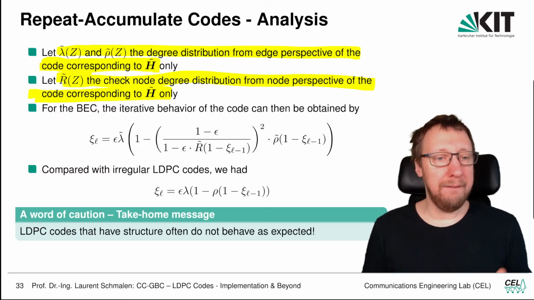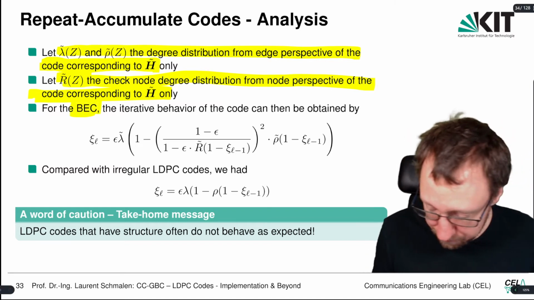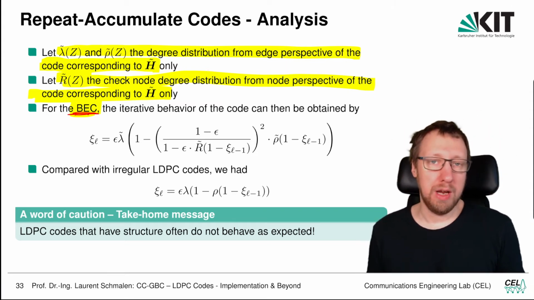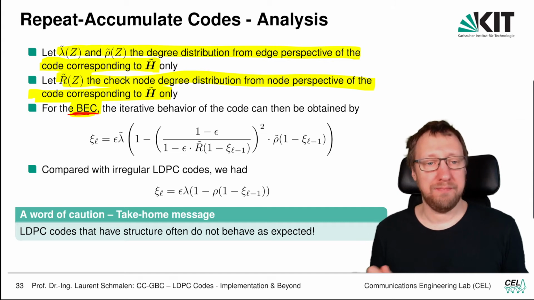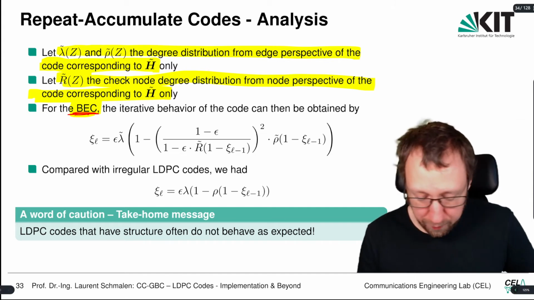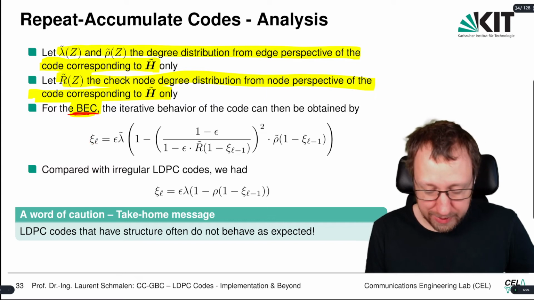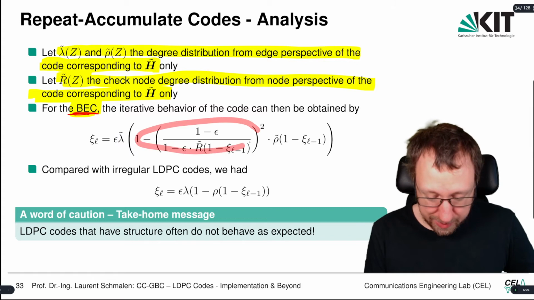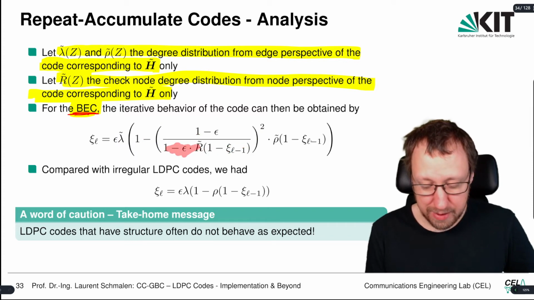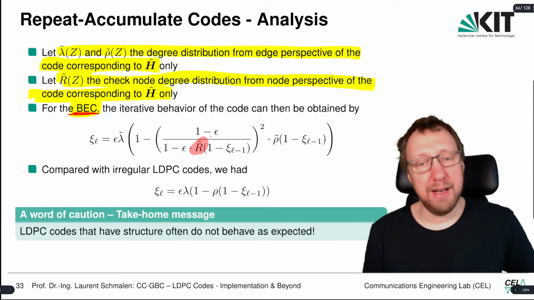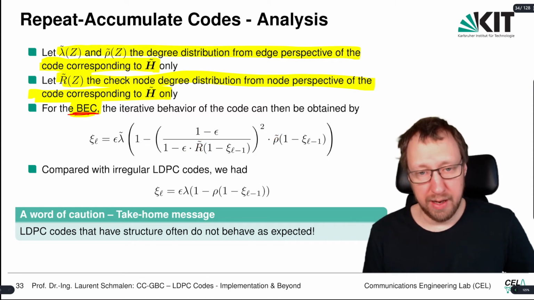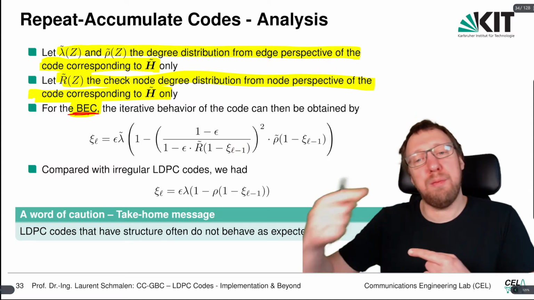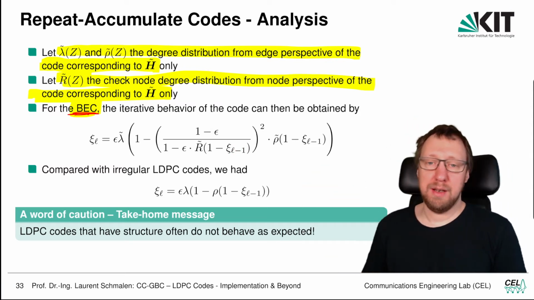So then for the binary erasure channel, important, we're just going to look at the binary erasure channel, but we can extend this using Gaussian approximation to more general channels. So the iterative behavior x_l is given by this expression. It's epsilon times lambda prime times this guy, which has epsilon inside, which has R tilde inside, and it has rho tilde inside. And we have, of course, a dependency on x_{l-1}. So that's the iterative behavior of this repeat accumulate code.